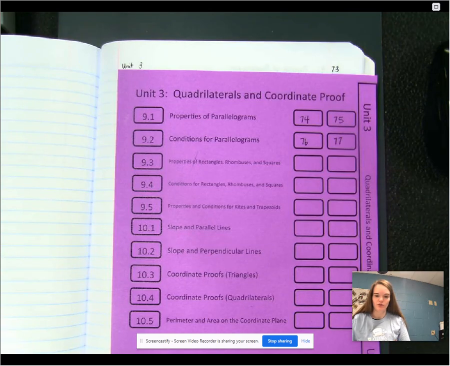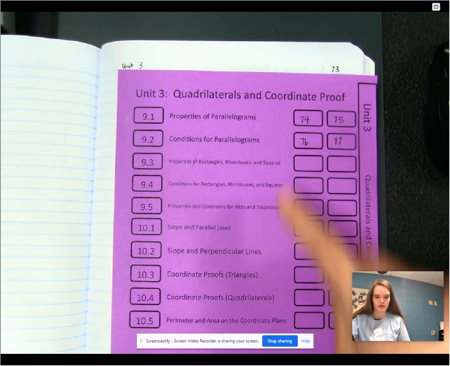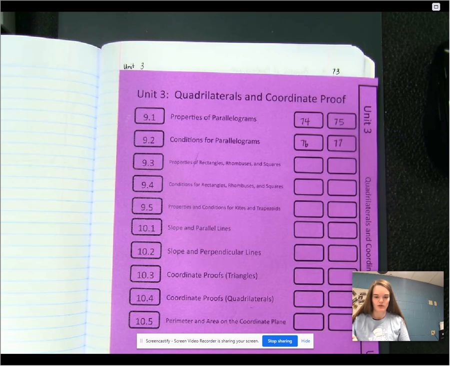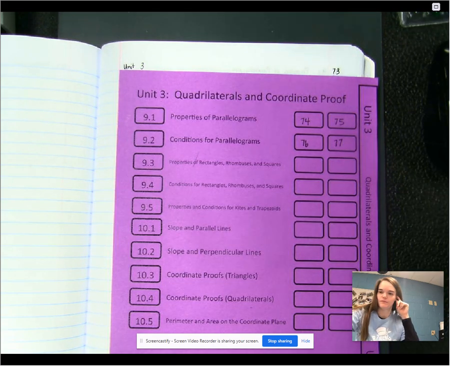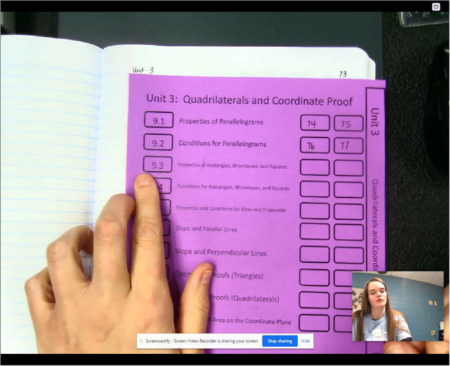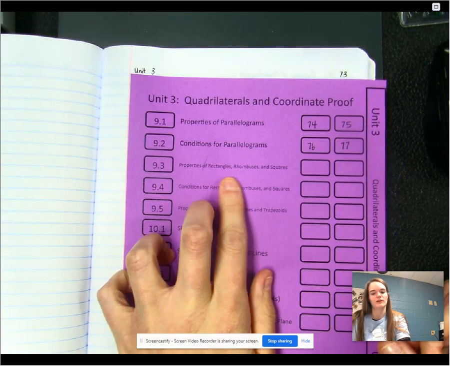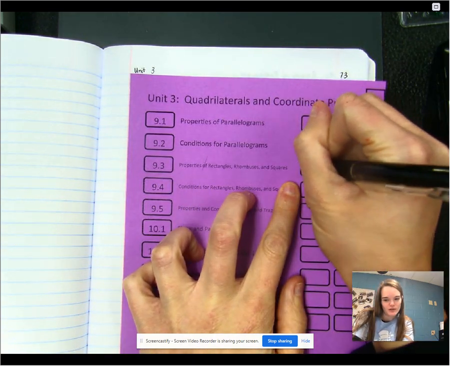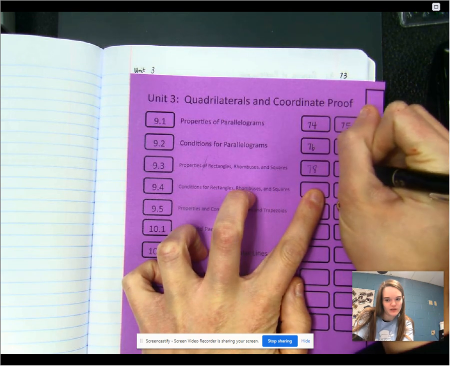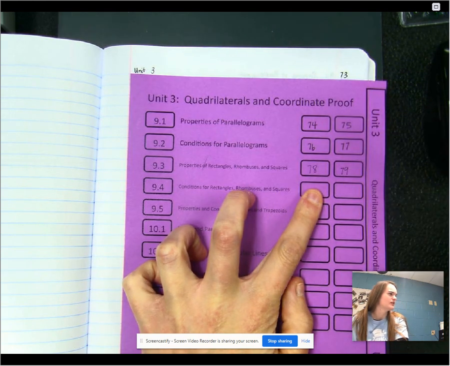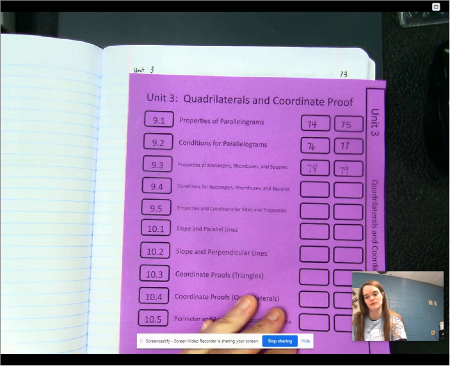Alright guys, we're going to continue talking about quadrilaterals. We are going to finish through 9.5 for Christmas break. Today we're going to talk about 9.3, properties of rectangles, rhombuses, and squares. And that's going to be on pages 78 and 79. So you're going to go ahead and turn to 78 and 79 after you fill out your tab.